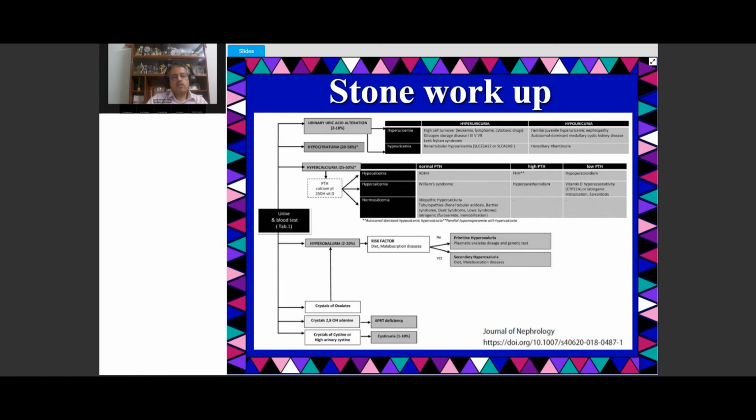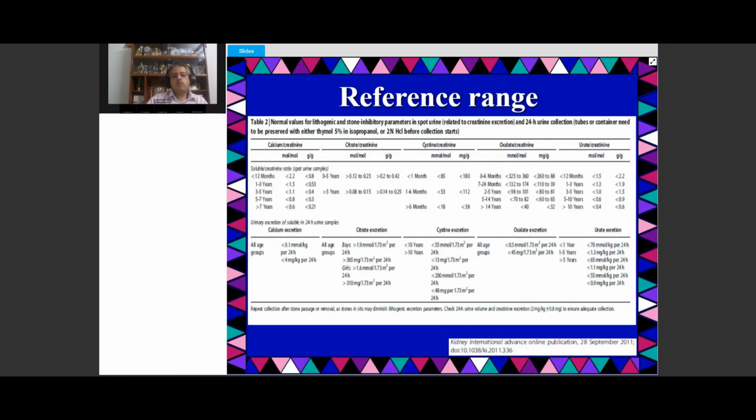And also if you see the characteristic 2,8-dihydroxyadenine crystals, then you have a diagnosis there. Remember, don't just go by the lab value. Make sure that they have reference ranges as per the age.